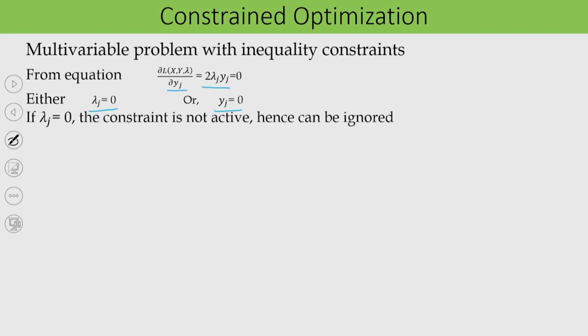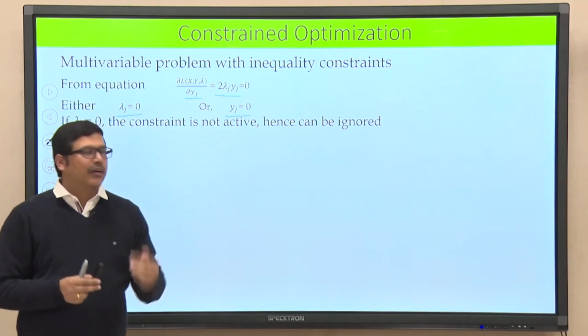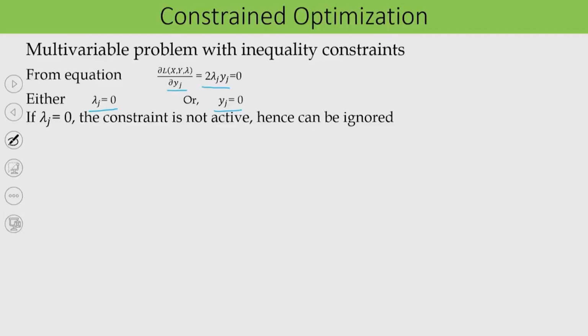If lambda_j is 0, the constraint is not active, hence can be ignored. If lambda_j is 0, that means y has some value. If y is not 0, then the constraint is basically not an active constraint. The solution is not on that particular constraint. Therefore, we can ignore those constraints.